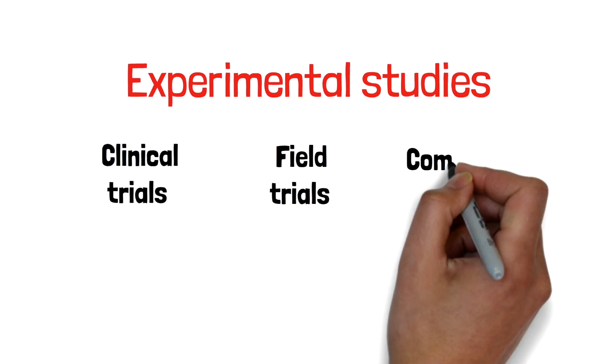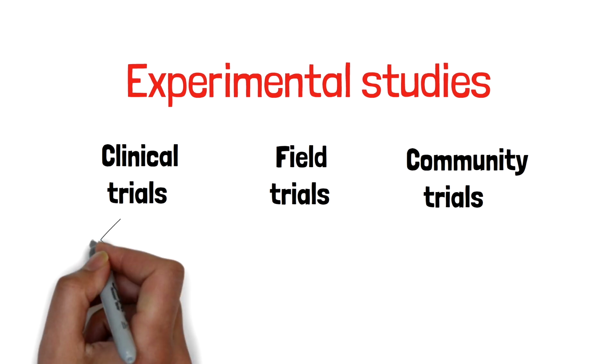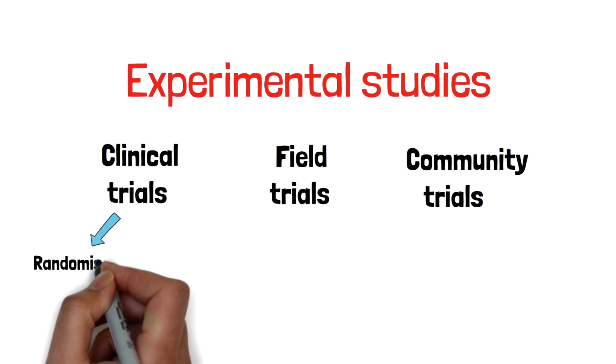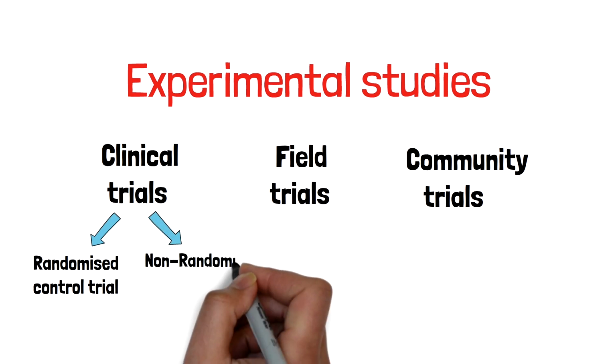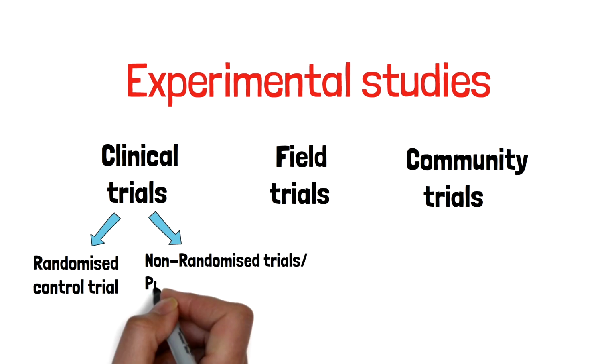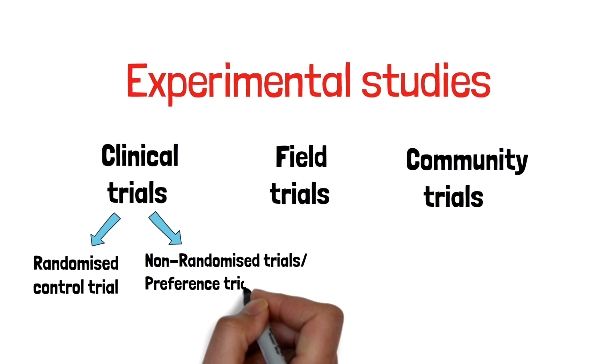Experimental studies can be classified as clinical trials, field trials, and community trials. Clinical trials can be further subdivided into randomized control trials and non-randomized control trials, also called preference trials, and have a Zelen design, a comprehensive cohort design, or Van Wells design.